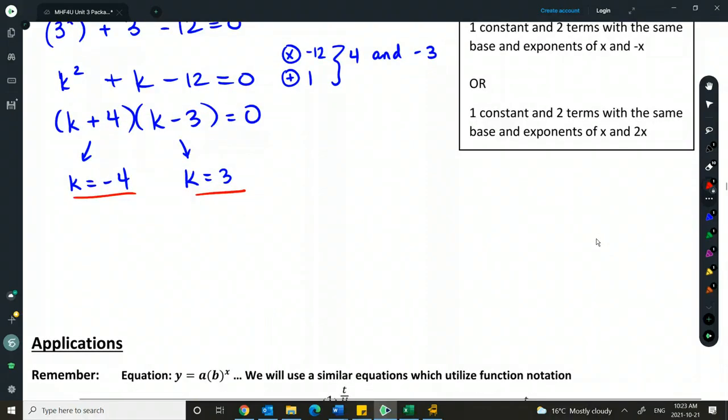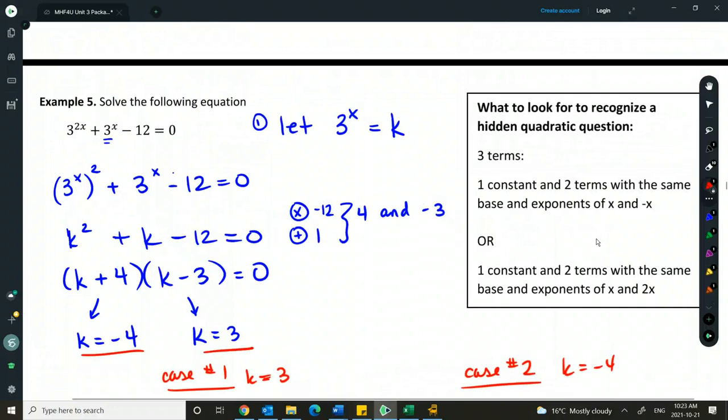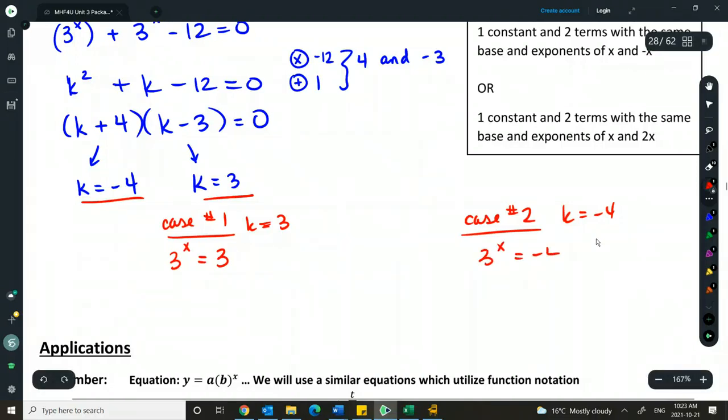So I'm going to have a case number 1 where k equals 3, and I will solve a case number 2 where k equals -4. So this equation might have multiple answers. It's possible that I could have an equation that doesn't just have one x value that's an answer. It could have multiples. So let's sub this back into our let statement. Our let statement said 3 to the x was equal to k. So I'm going to sub that in for both cases. 3 to the x equals 3, and we need to solve for where 3 to the x equals 4.